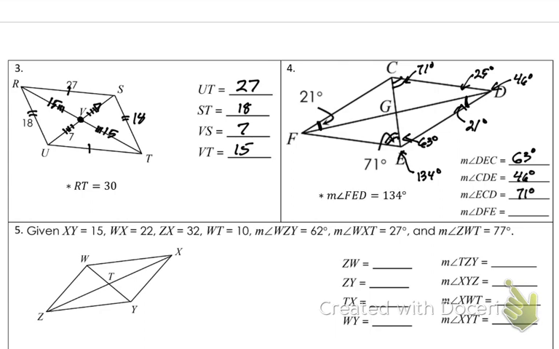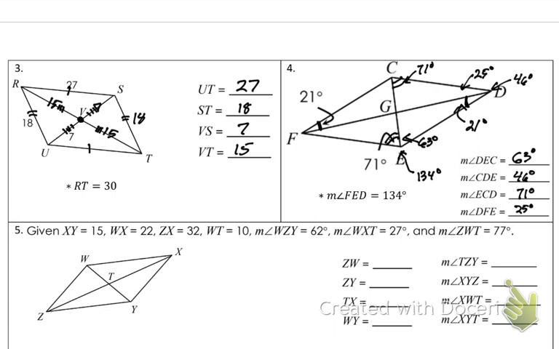And DFE. We don't have it labeled, but we know it's an alternate interior angle to the 25. So that should be 25. Do we all see where I got the 25 from? Alternate interior angle.